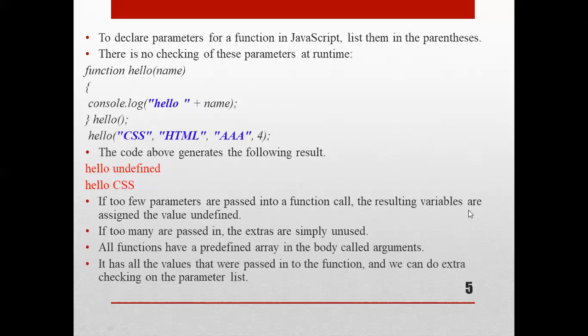To declare parameters for a function in JavaScript, list them in the parentheses like this. Here we have listed them in the parentheses after the function name. There is no checking of these parameters at runtime; the parameters are simply taken at runtime. Here you can see the example: function hello with the parameter name. After opening the curly brace, console.log the hello string plus the parameter name. Then after closing the function's body, we are going to call that function.